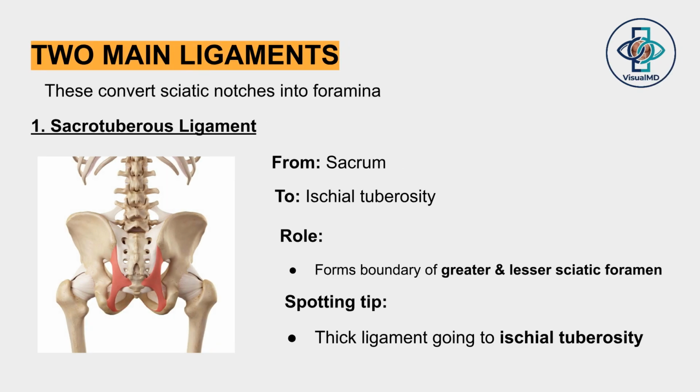The two main ligaments in the region convert the sciatic notches into foramina. The sacrotuberous ligament runs from the sacrum to the ischial tuberosity, forming the boundary of the greater and lesser sciatic foramen. It is a thick ligament going to the ischial tuberosity.